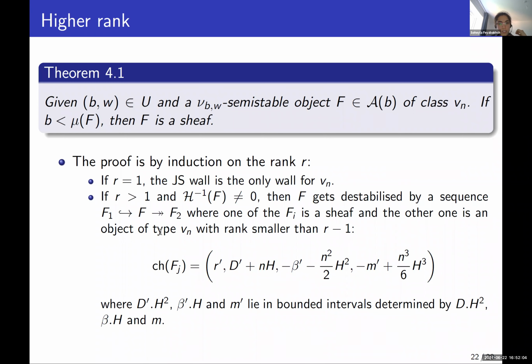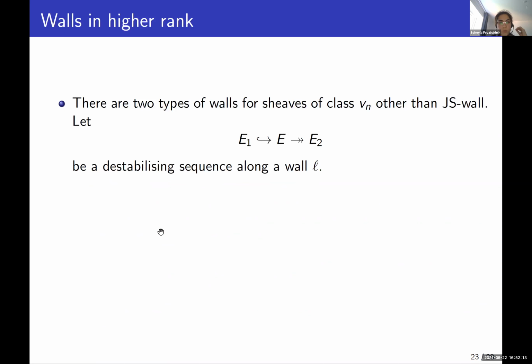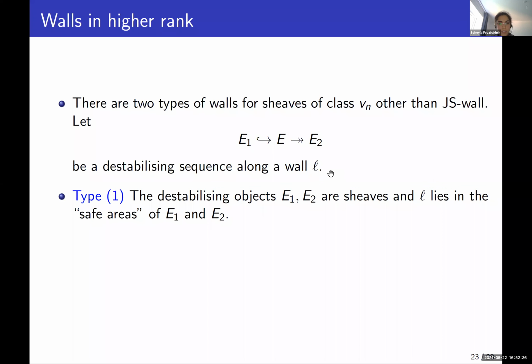Okay, so the next step: now we know that all of them are sheaves, it's much easier to control and describe all possible walls for them. So let E1, E2 be a destabilizing sequence along a wall L. We know what's happening for the Joyce-Song wall, so assume that this wall L is any wall other than the JS wall. We know that there are two types of wall. The first type is that the destabilizing objects are sheaves, and the wall L lies in the safe areas of E1 and E2.